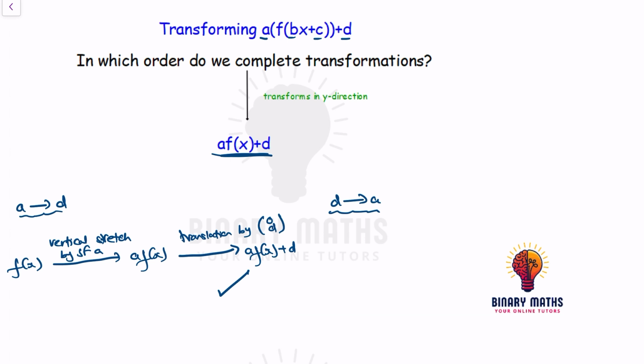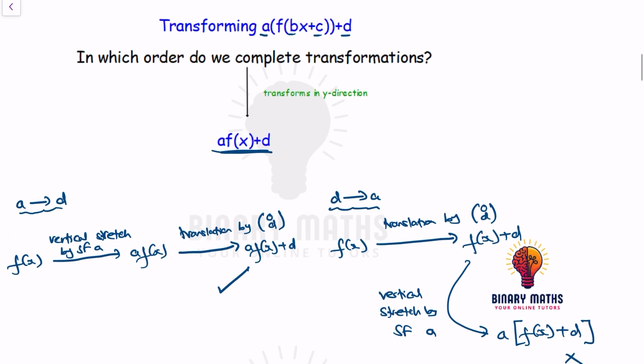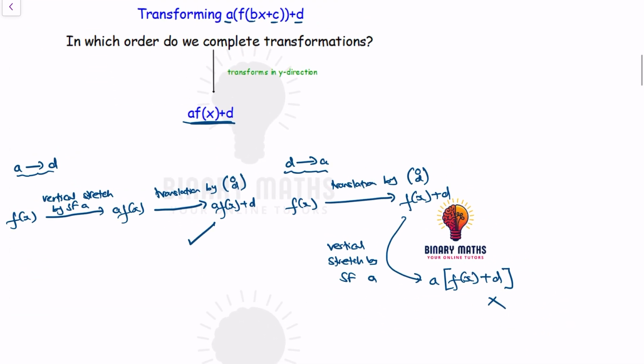Let's do d before a, see what we get. Remember, our initial function is f of x. Imagine we apply d to it, then it's a translation by, remember, (0, d). So then you get f of x plus d. Then if we apply a to it, we get a times (f of x plus d), which is not what we want, because that does not look like what we wanted. That was, remember, a vertical stretch by scale factor a. So this is not what we want.